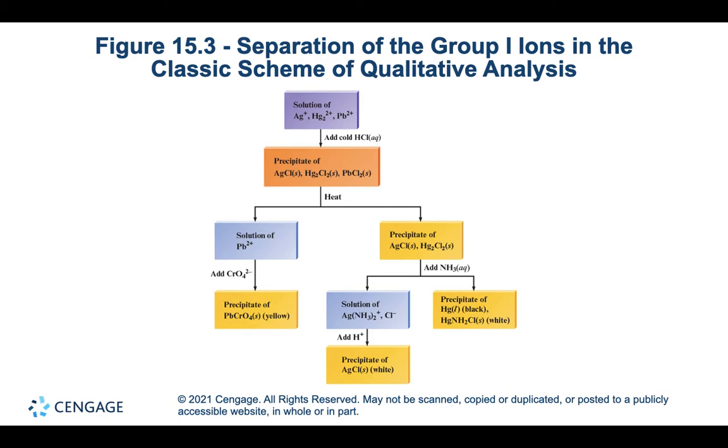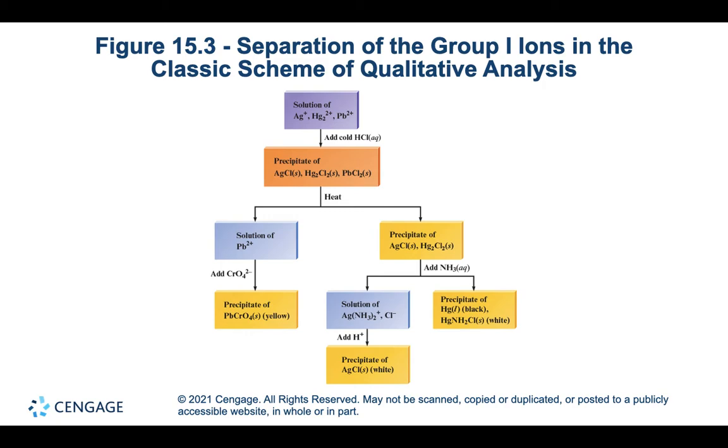So let's talk about one of those qualitative analysis schemes and what we might do to group 1. Now we could go into the same discussion with groups 2, 3, 4, and 5, but we're just giving you a taste of qualitative analysis here by showing you what you could do to that precipitate if you have your group 1 ions separated out from the other ions.